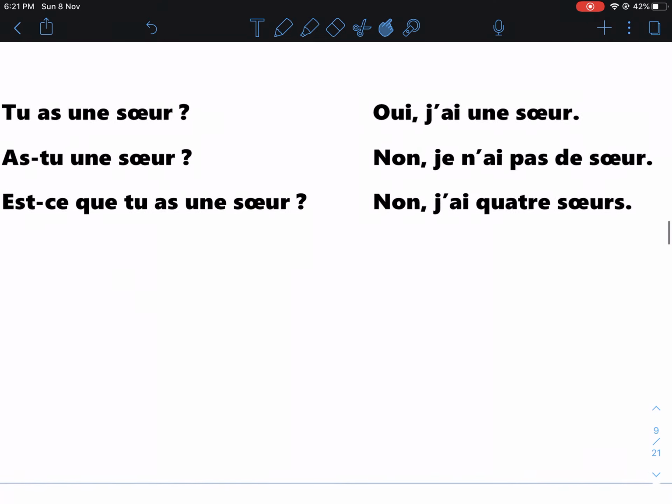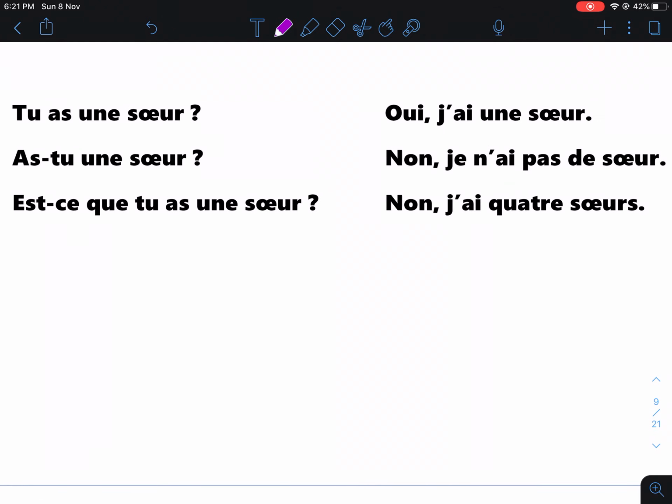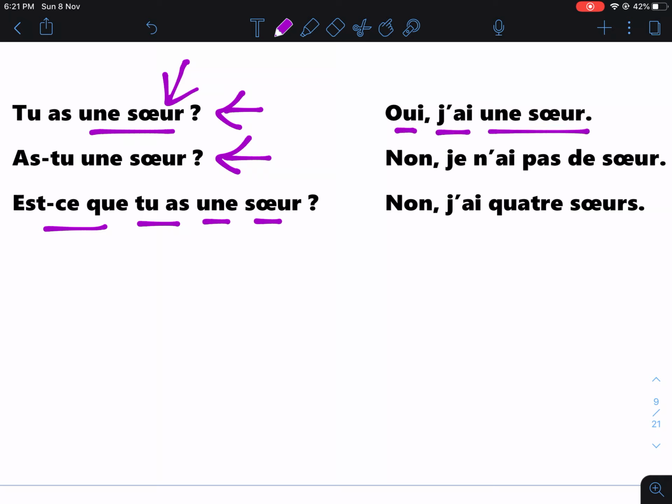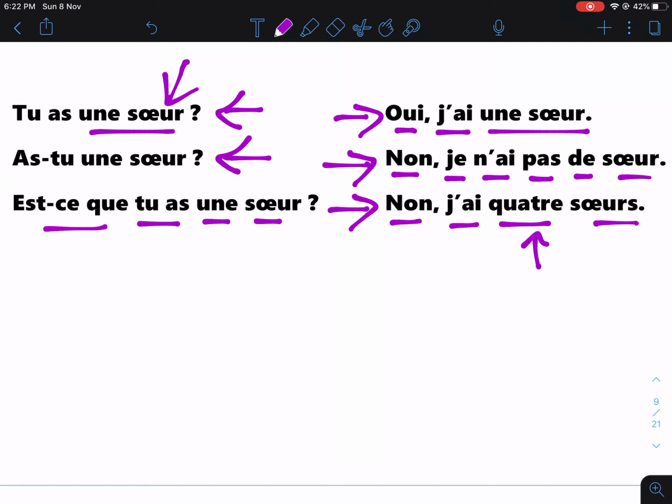Let's move to the next one. Just now you saw frère. Now here we have sœur. Sœur here is sister. So, tu as une sœur? This is asking, do you have a sister? Tu as une sœur? As-tu une sœur? Est-ce que tu as une sœur? There are a few possible answers. Oui, j'ai une sœur. Non, je n'ai pas de sœur. Non, j'ai 4 sœurs. So, this is yes, I have a sister. No, I don't have sisters. No, I have 4 sisters, not 1 sister.